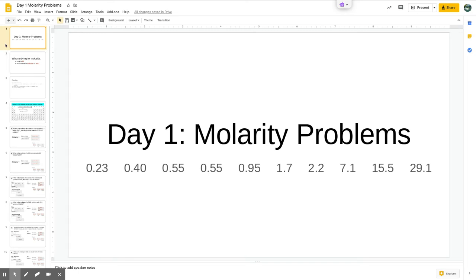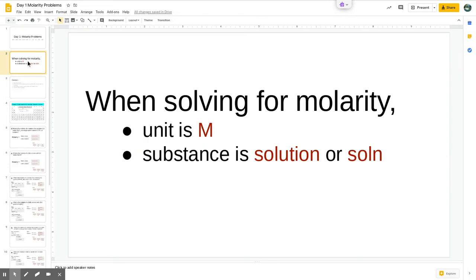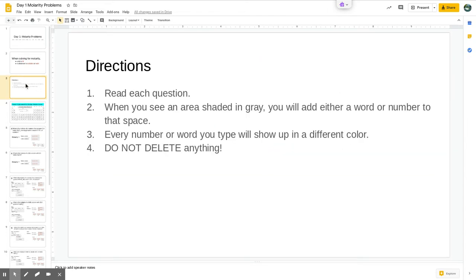Ms. Munoz again here with you to solve our first day of molarity problems. You'll see that you have an answer bank in this box for all of the problems. I've added a slide to tell you that when you're solving for molarity, the unit is capital M and the substance is solution, or abbreviated SOLN. Same directions as your previous assignment that you did for the review.